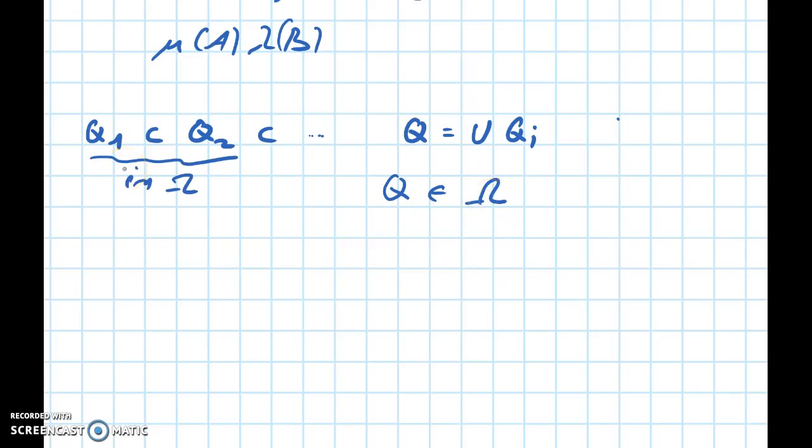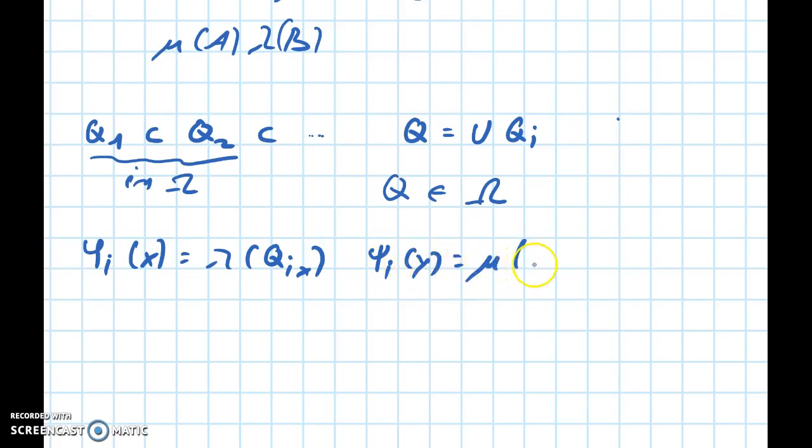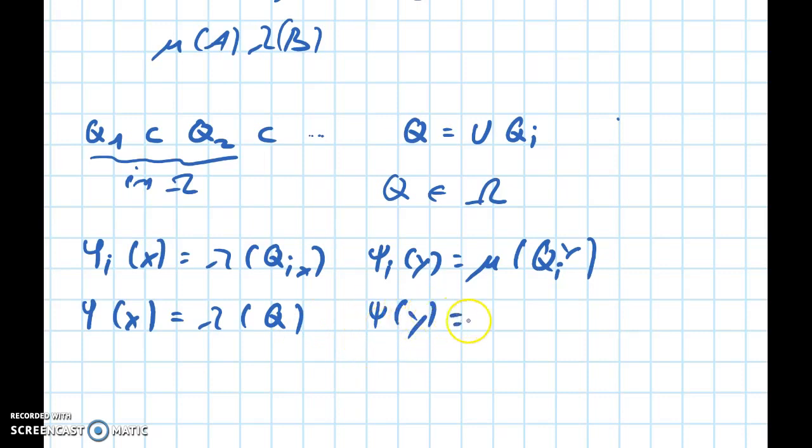To check that Q is in omega, define phi i and psi i for every i. Phi i of x is lambda of the x section of Qi, and define psi i of y as mu of the y section of Qi. And write phi of x is lambda of the x section of Q, without i, and psi of y is mu of the y section of Q. Then we have an ascending chain.